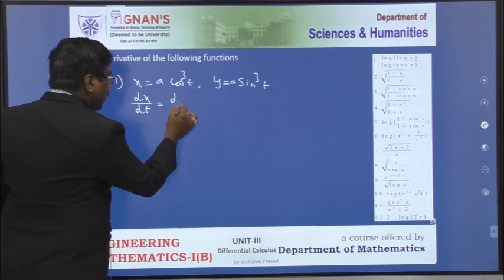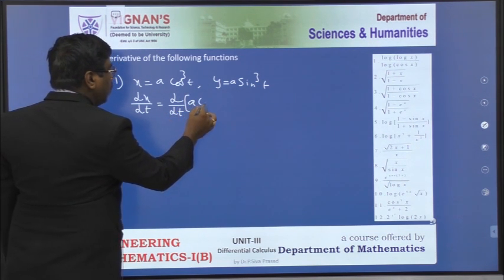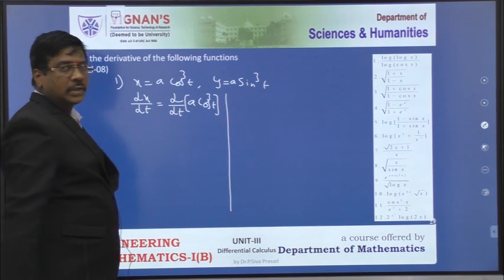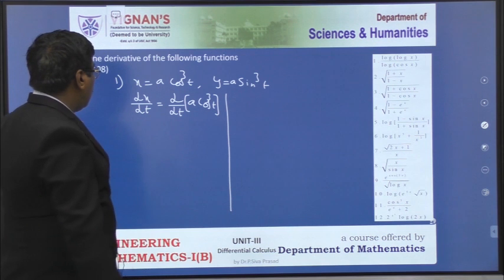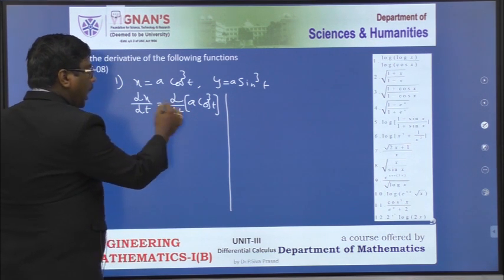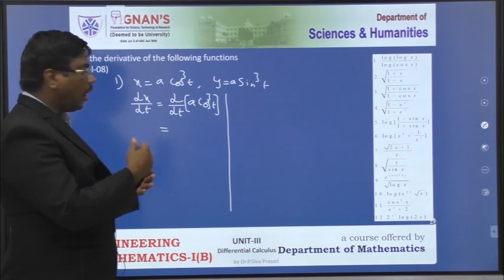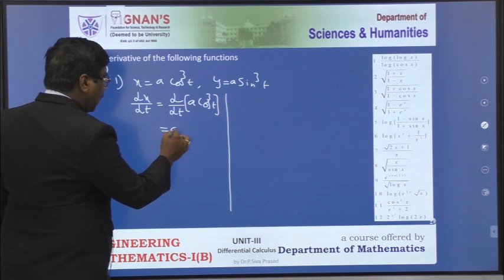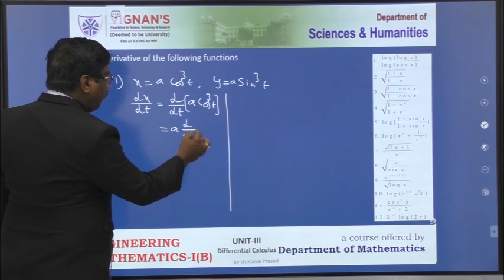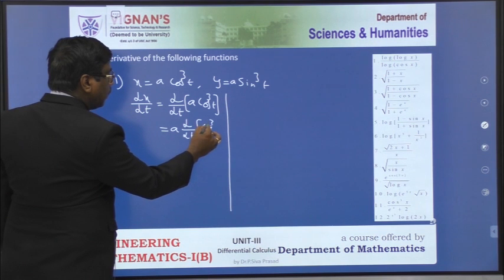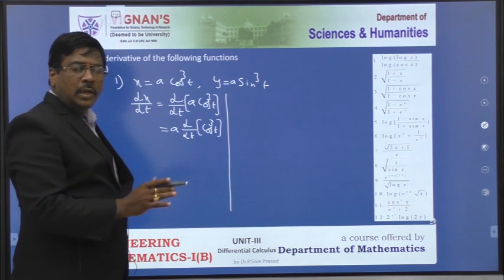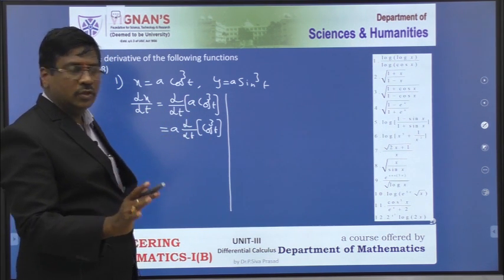dx by dt. That means we have to write it as d by dt of a into cos cube t. All of you catch your point. Now here a has to be the constant. I have to bring it in front of the derivative, that is a into d by dt of cos cube t. Just imagine t in place of x only. Okay, there is no problem at all.